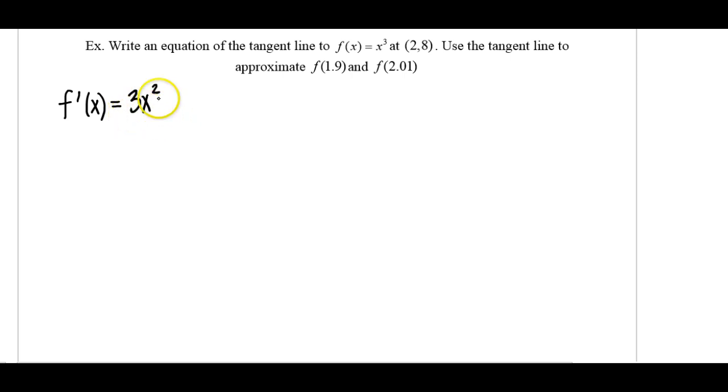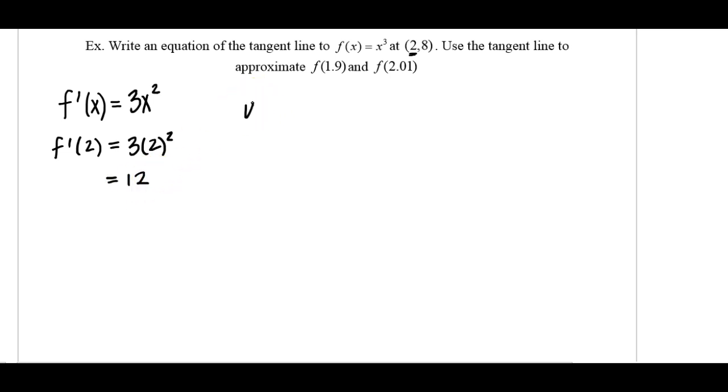So this is the slope of the tangent line at different x values. We want specifically the slope of the tangent line at 2. So we're going to substitute 2 into our x. So we want f prime of 2. So 3 times 2 squared, and 2 squared is 4, times 3 is 12. So 12 is my slope, 12 is my m.